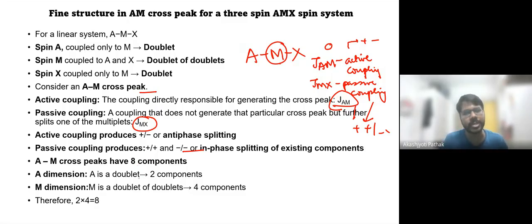So your A dimension will have two components because A is only coupled to M. So A will only be split into plus and minus by the M spin, and your M will be split into a doublet of a doublet. So it will have plus plus minus minus, or it will have plus minus depending on whether the MX coupling is stronger than the AM coupling, or whether it is vice versa.